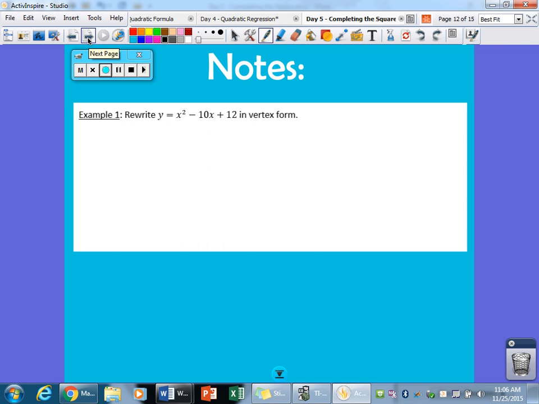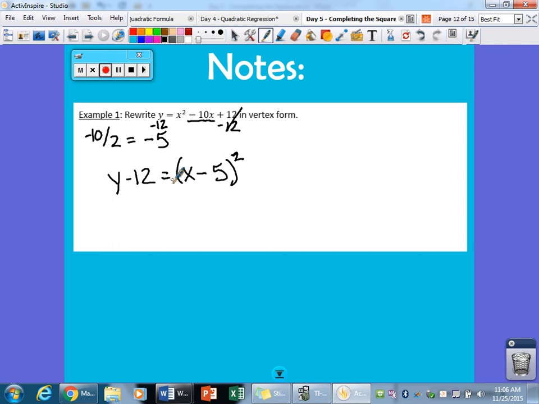Okay, first, I'm going to deal with my b. So I have negative 10 over 2. That means it's negative 5. So I am going to have x minus 5 squared. I know that right off the bat. But now I'm going to subtract 12 from both sides because I want to move it. So I'm going to have y minus 12 equals this part.